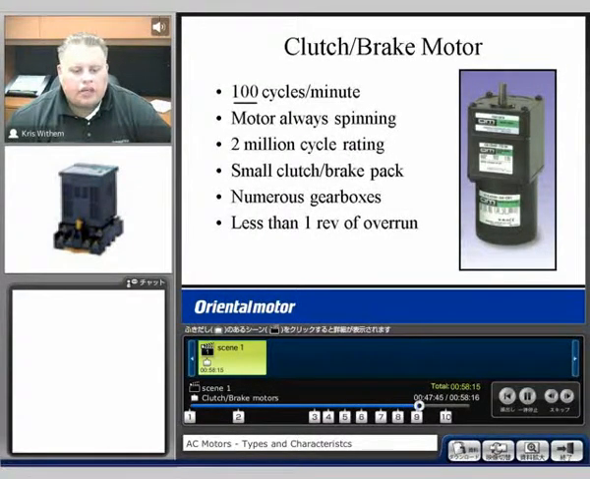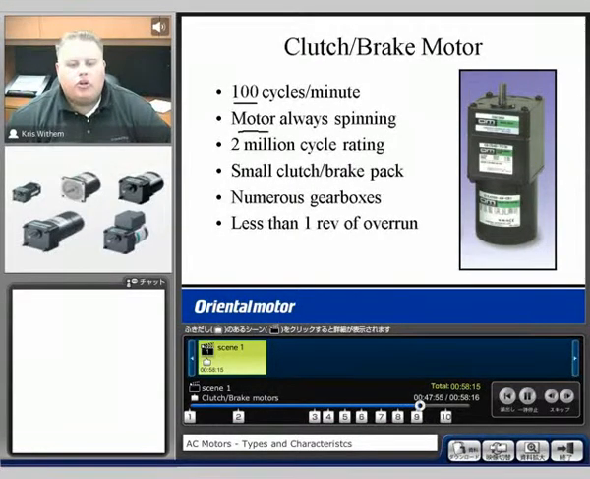The motor is always spinning, so the same concept, clutch brake, is just like in your car. If you ever drove a stick shift car before, when you engage the clutch, the engine still continues to spin, but you get no rotation out of the tires. Same concept here. The motor's constantly spinning, the clutch just disengages the rotor from the gearhead, and then will continue back on once it's re-engaged. It's rated for a 2 million cycle rating.